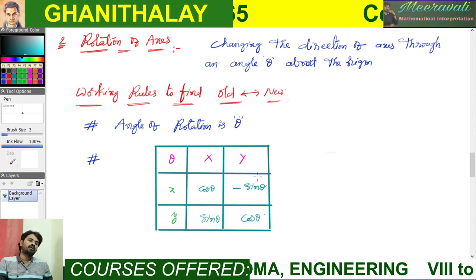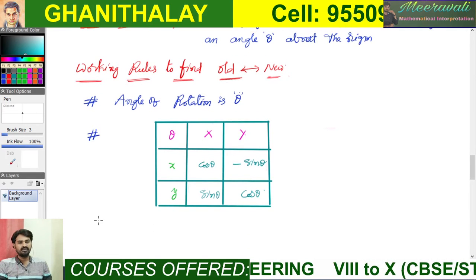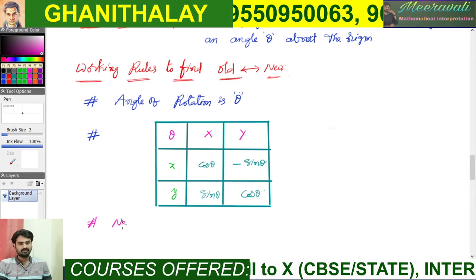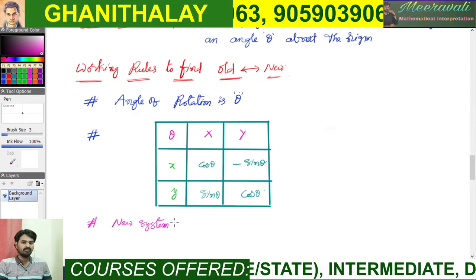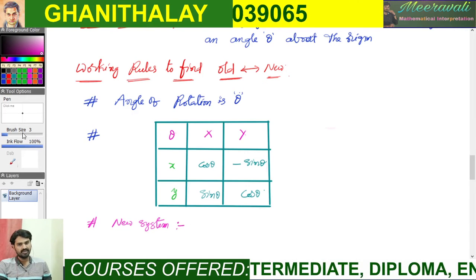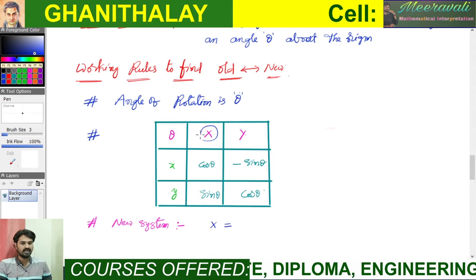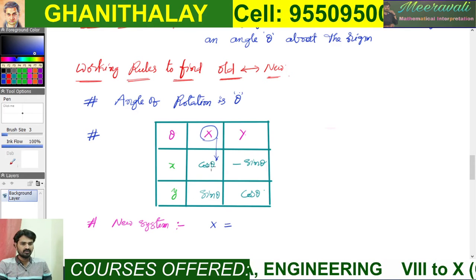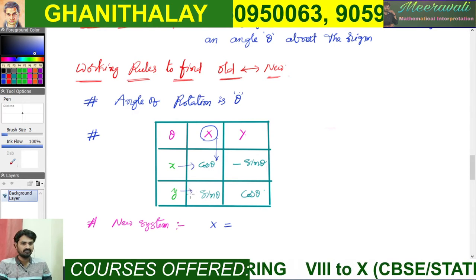Okay, remember this table. So if the old point is given, you should find the new system point. For the new system, the new point can be taken as capital X, capital Y. So you should find the capital X answer and capital Y answer. So capital X is equal to cos theta plus sin theta, and this is multiplied like that.